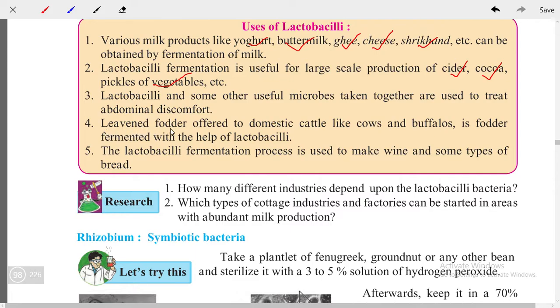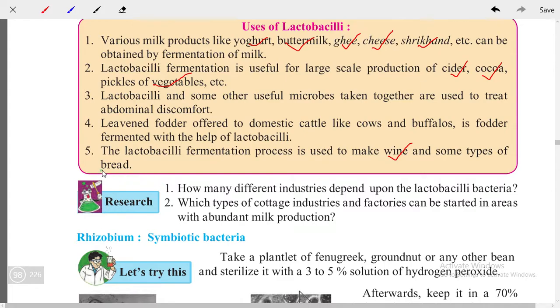Fourth, leavened fodder offered to domestic cattle like cows and buffalo is a fodder fermented with the help of lactobacilli. Leavened fodder म्हणजे आंबोन त्याला मराठीमध्ये म्हणतात आणि हे दुभत्या जनावरांना काय करतात देतात. Domestic cattle like cow, buffalo, and this fodder fermented with the help of lactobacilli.